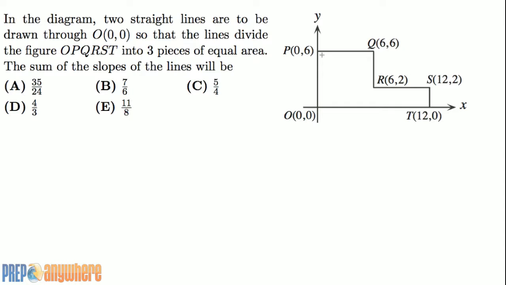Okay, so if you have two lines that cut this area in exactly thirds, and we're talking about something like this, just a guess. Something like that, right? It's actually really close. So we need to find the slope of these two lines.